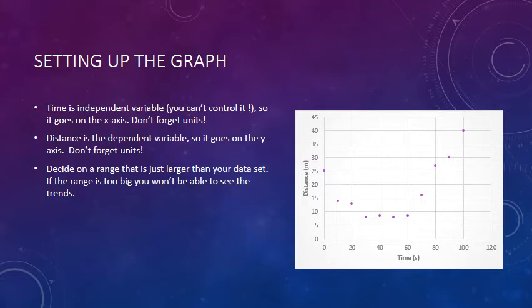Then make sure you choose a range that is just barely larger than your data set. In this case, my time data went from 0 to 100, so I picked a range that went to 120, so a little bit bigger. And my distance data went from like 7 up to 40, so I made a range that was 0 up to 45. The reason you want a range that's a little bit bigger than your data set is so that your data gets stretched out throughout the entire graph. That helps you to see those trends much better.